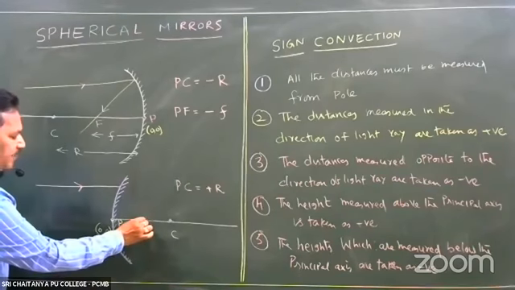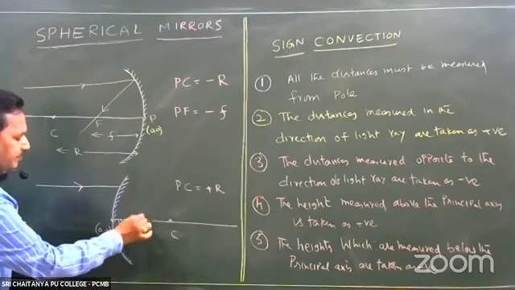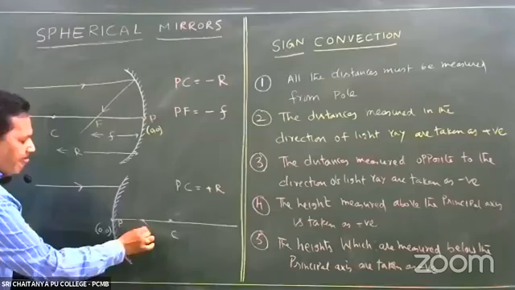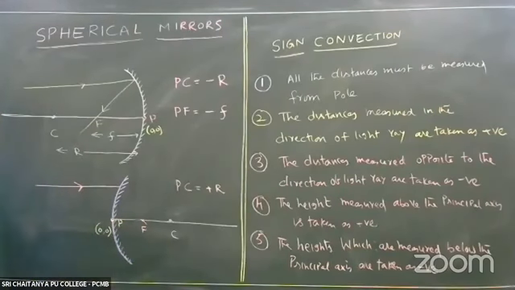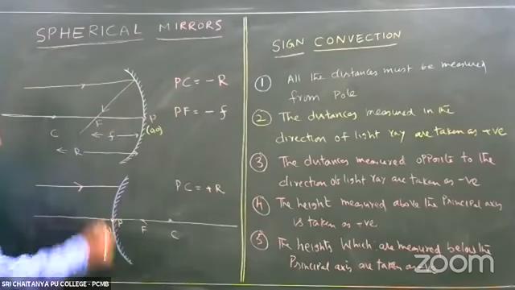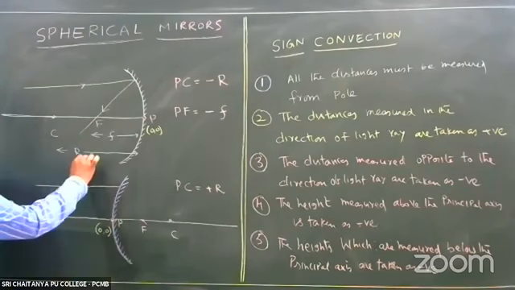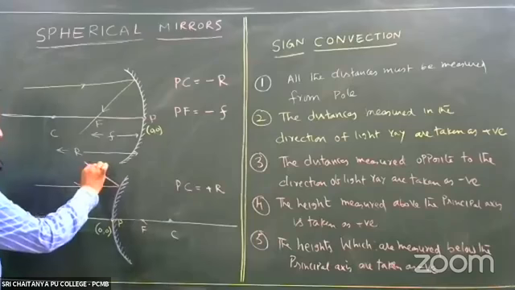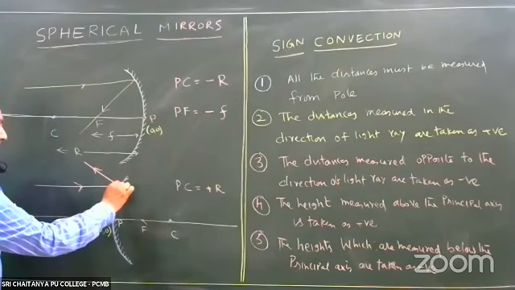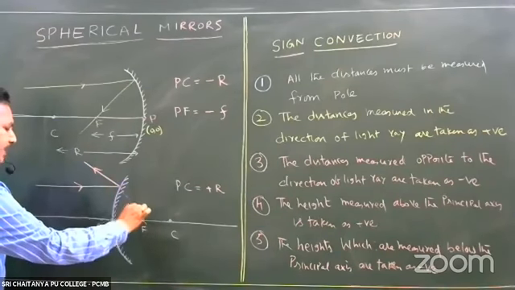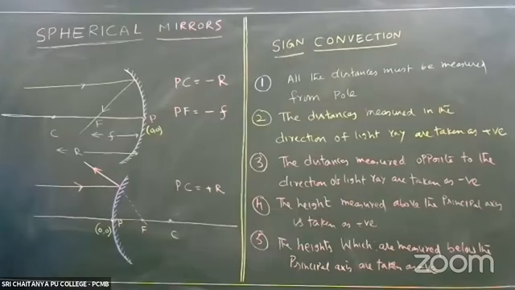Similarly, principal focus will be here. This is F. After reflection, the light ray appears to be meeting at F, because it is parallel to the principal axis. The light ray is parallel to the principal axis. After reflection, this light ray appears to be meeting at F. Really it does not meet.